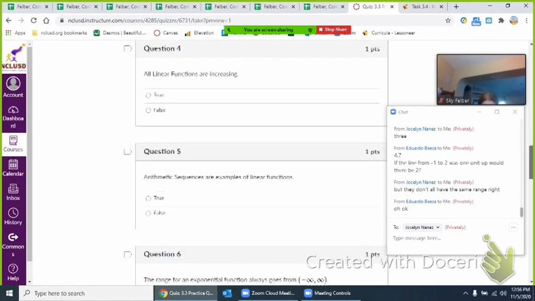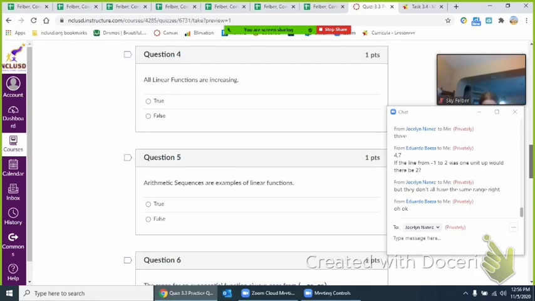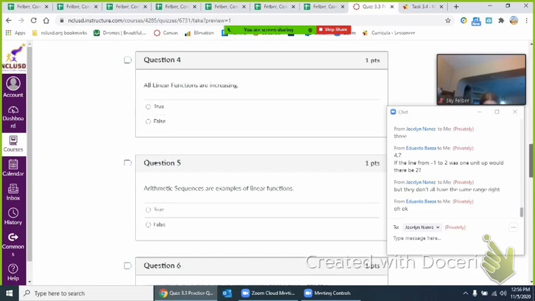This one is just a true or false question. You should be able to get this. All linear functions are increasing. Be careful when it says all. If you can find one linear function, if you can create one that is decreasing or isn't increasing, then it should be false.